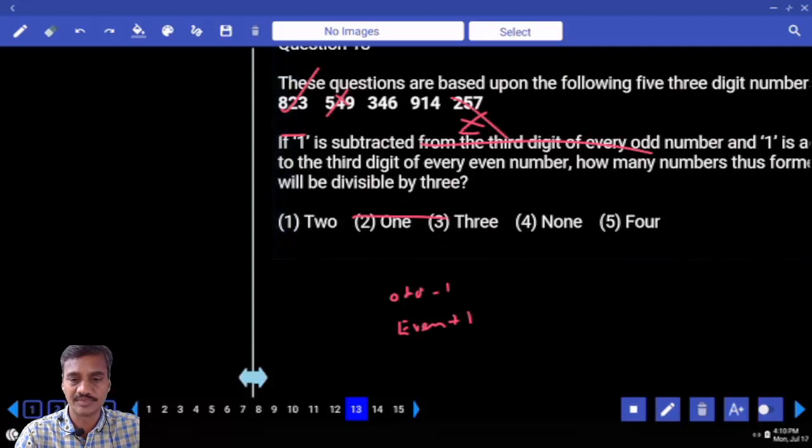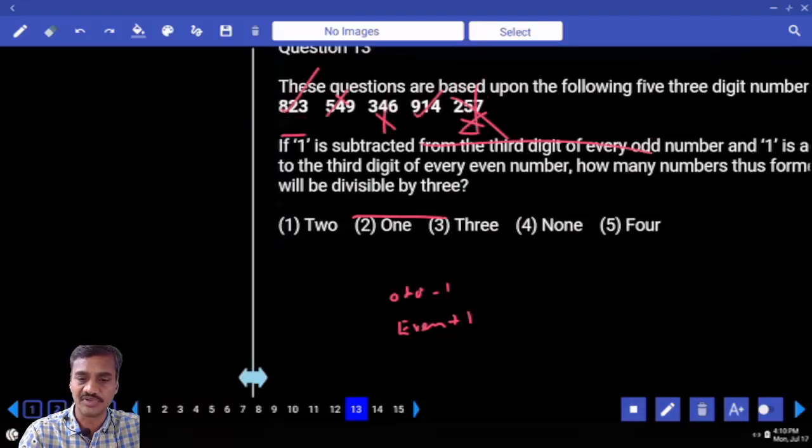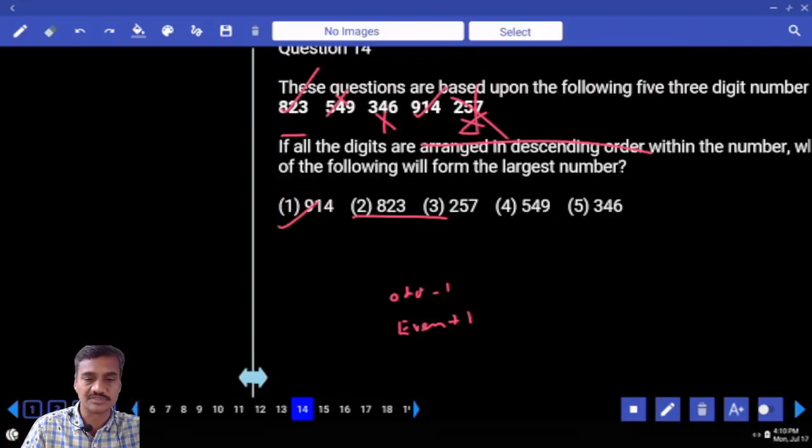Not divisible by 3. Then coming to the even numbers. 3 plus 4, 7 plus 6, 13 plus 1, 14. 9 plus 1, 10 plus 4, 14 plus 1, 15. Yes, it is divisible by 3. And how many numbers are divisible by 3? There are 2, choice 1, question number 13.